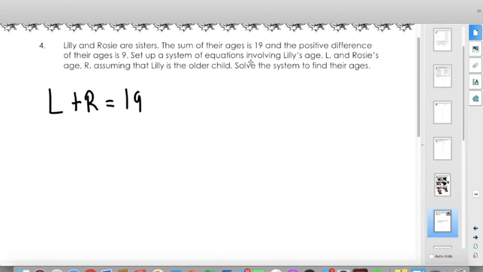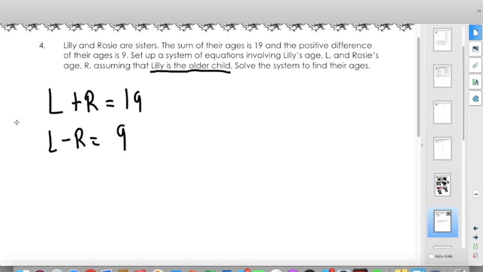Let's see. Set up a system of equations involving Lily's age L and Rosie's age R, assuming that Lily is the older child. So if I want a positive difference, in other words, if I take the subtraction of these two, I want it to be positive. Well, if Lily is older, she should go first because she's the bigger number. So L minus R is equal to 9.